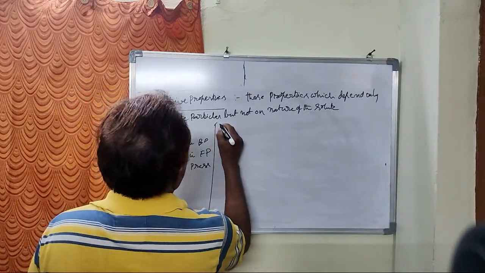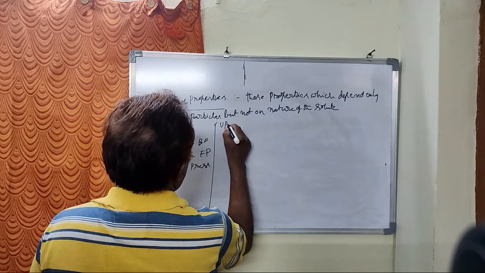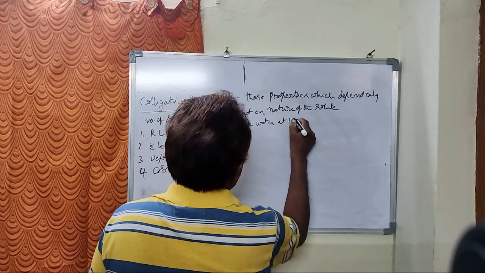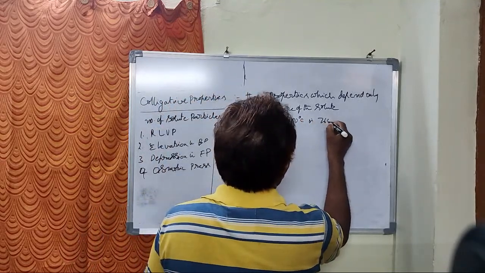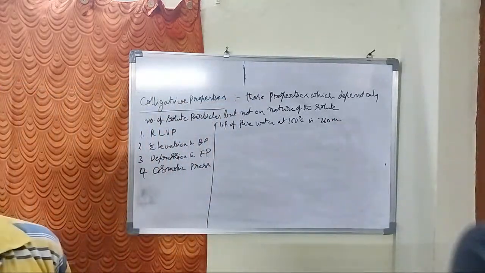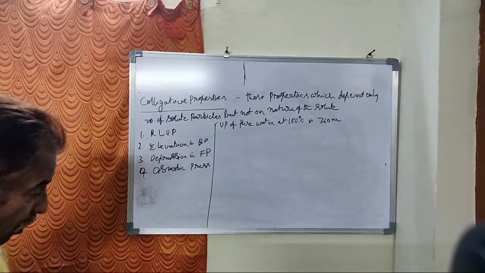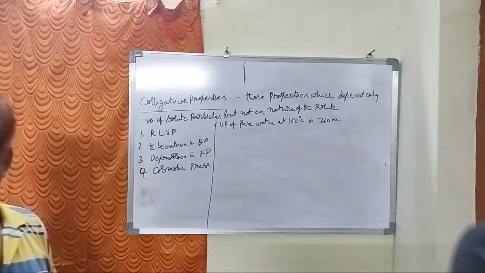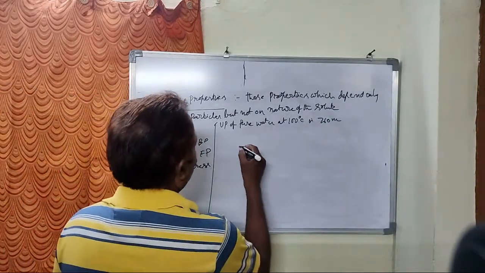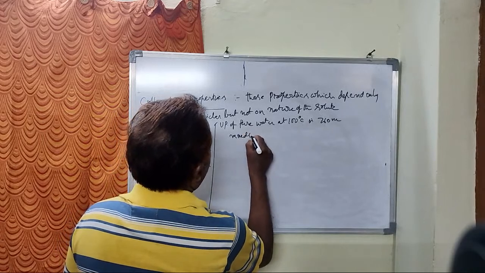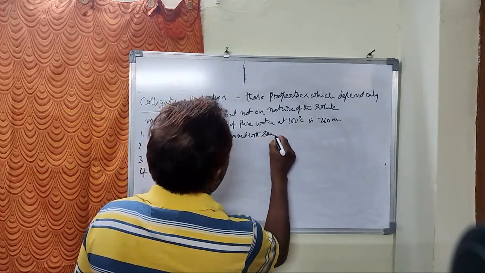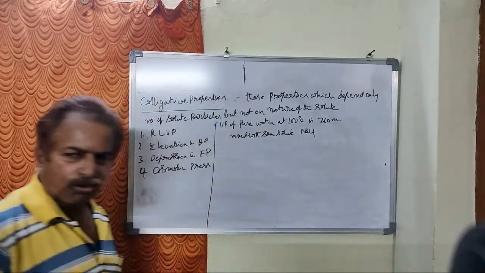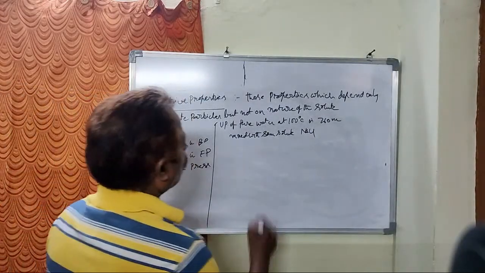For example, the vapor pressure of pure water at 100 degrees centigrade is 760 mm. See, boiling point we defined already. Boiling point of a liquid is nothing but the temperature at which the vapor pressure becomes equal to atmospheric pressure. Suppose this pure water is mixed with some solute, say salt, say NaCl or glucose, whatever it is. Then what happens? Boiling point increases.